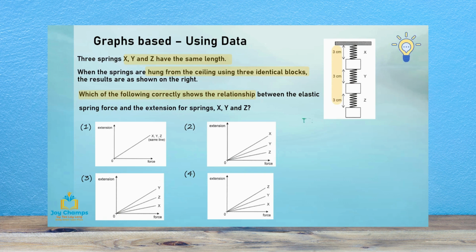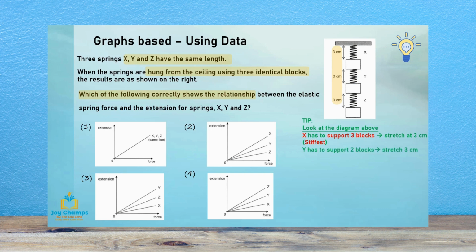Number one is we first look at the diagram above. Now, from the diagram above, what do you realize? X has to support 3 blocks and it stretches 3 centimeters. Exactly the same as spring Y and Z. So what does it mean? It is the stiffest because it has to support 3 blocks and it only stretches 3 centimeters.